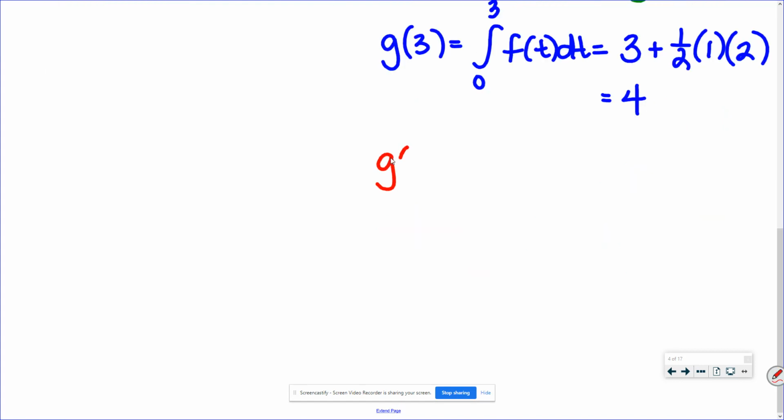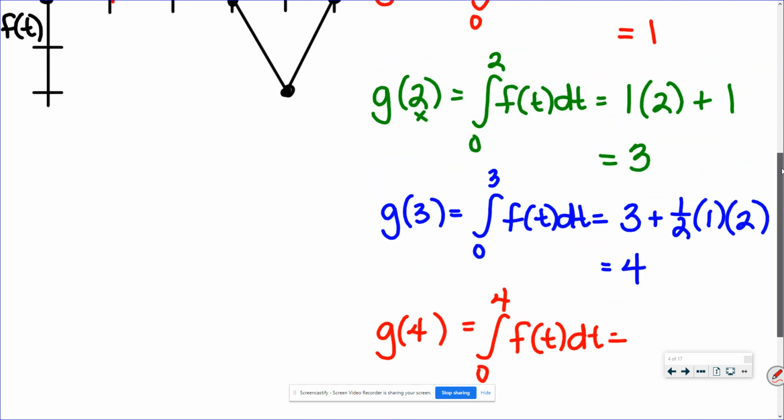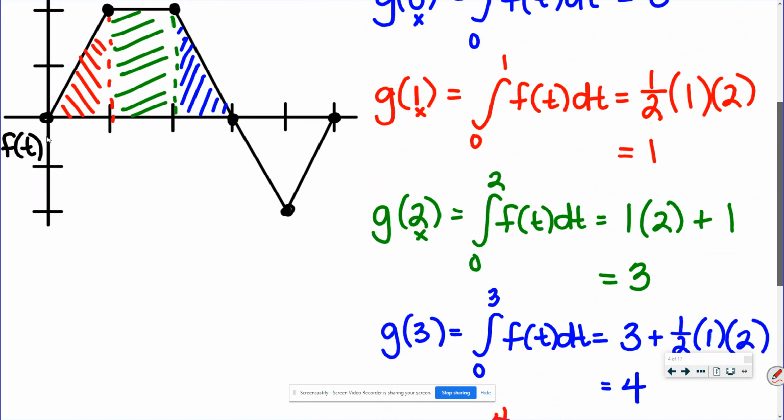Okay, we have 2 more to do, and then we will do the second part of this question. So from 0 to 4, we need to find the area from 0 to 4 to compute G of 4. From 0 to 3, we know it's equal to 4. From 3 to 4, let's see.